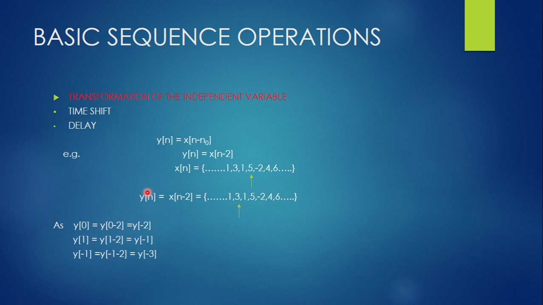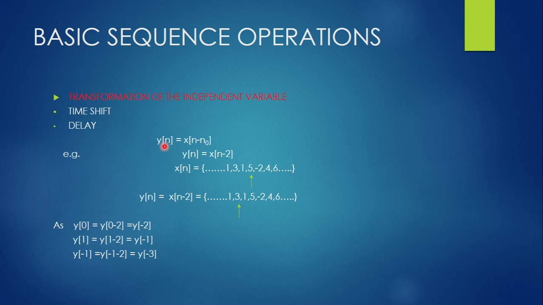So next we will come to some basic sequences or operations that are performed on the discrete sequence. As I've told you, discrete sequences, or in that case any signal, has two variables. One is the independent variable and another is the dependent variable. So the operations are of two types. One is on the independent variable, another is on the dependent variable.